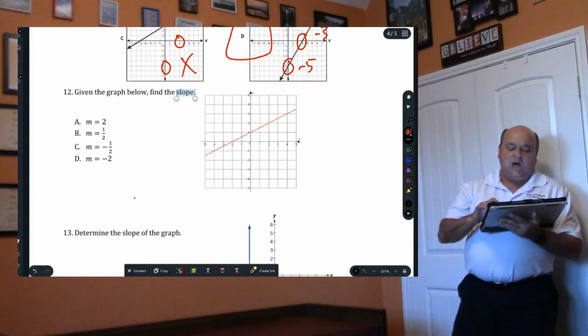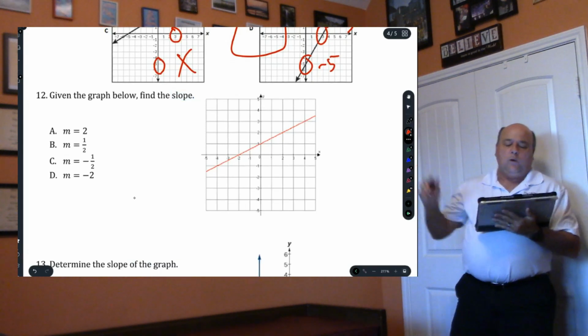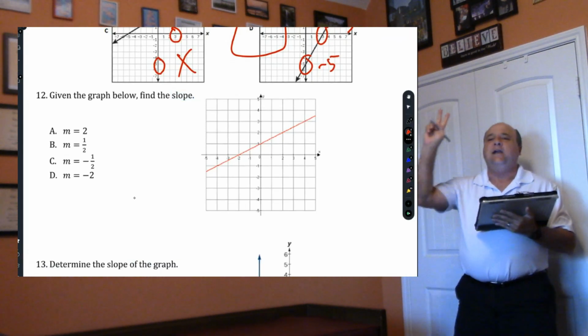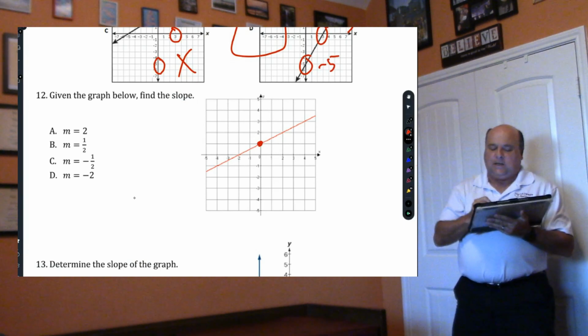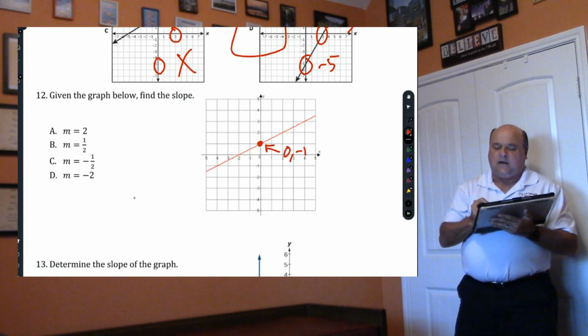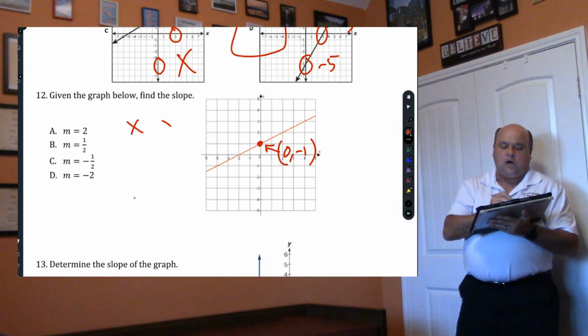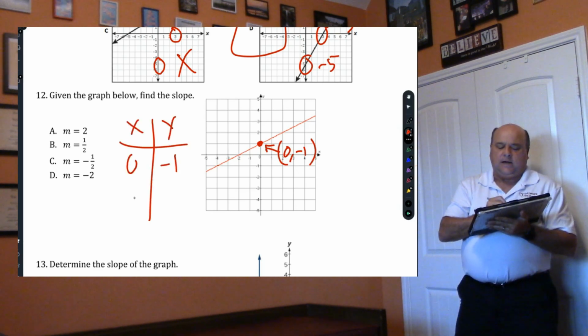We're almost done. We want to find the slope of this graph. We need 2 ordered pairs. So the first one I'm going to use right on the y-intercept. That is 0, negative 1. So on our t-chart, we're going to have 0, negative 1.